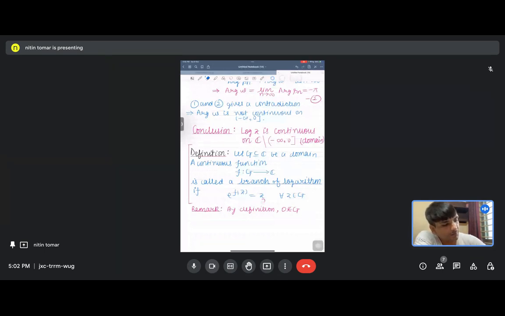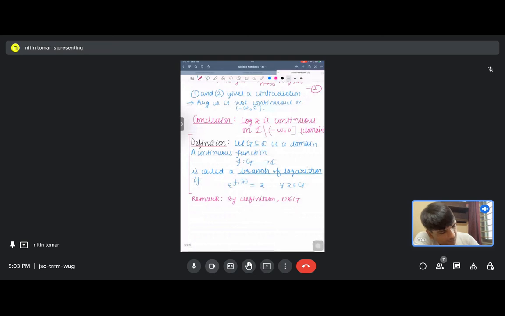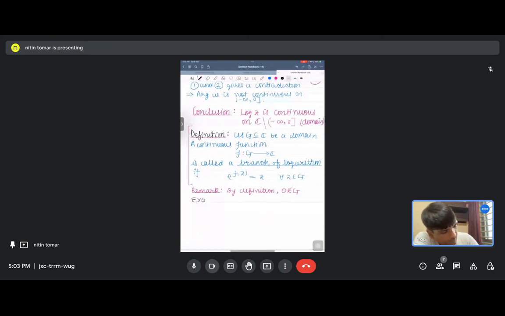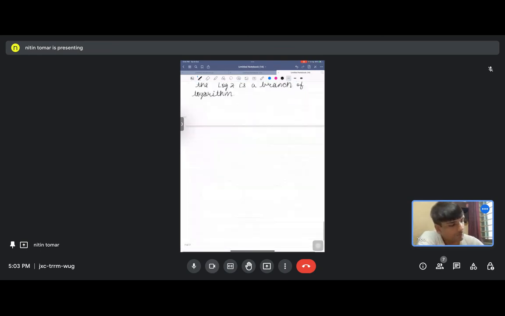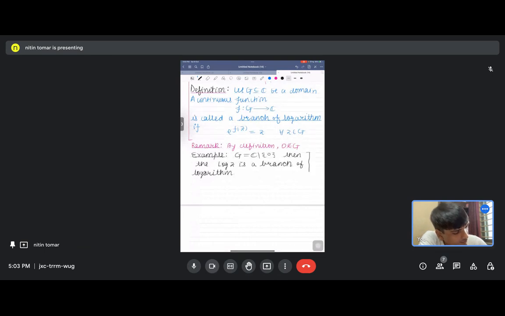Now we have seen one example of this. If you take G equal to C minus 0, then this principal logarithm, log z, is a branch of logarithm. Am I correct? Yes or no? Do all of you agree with this example?